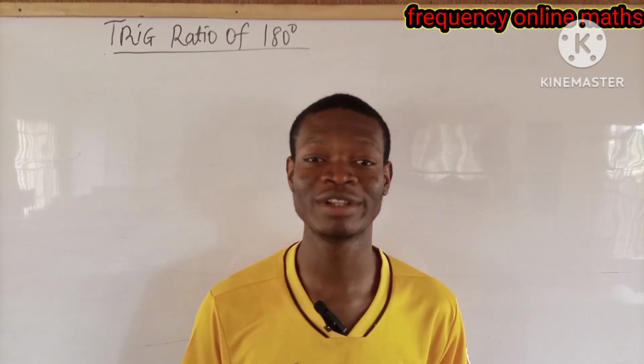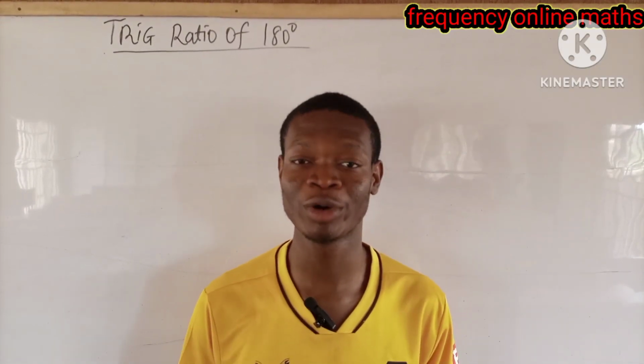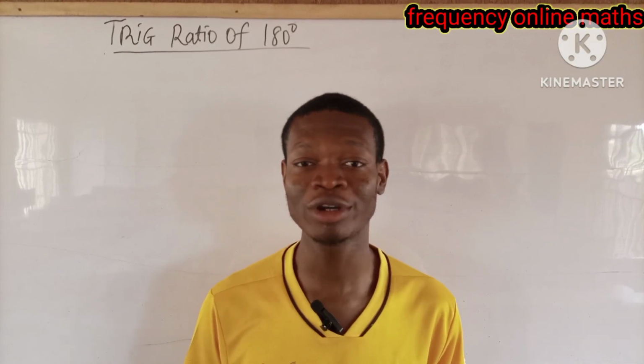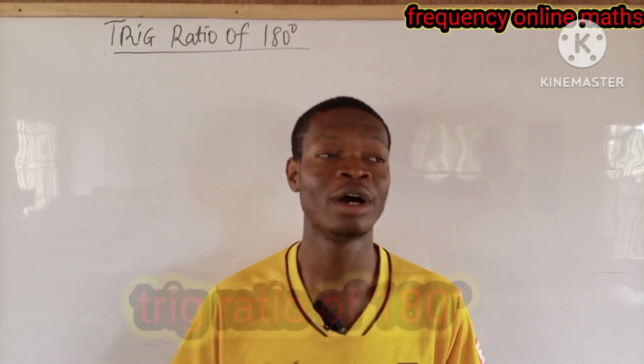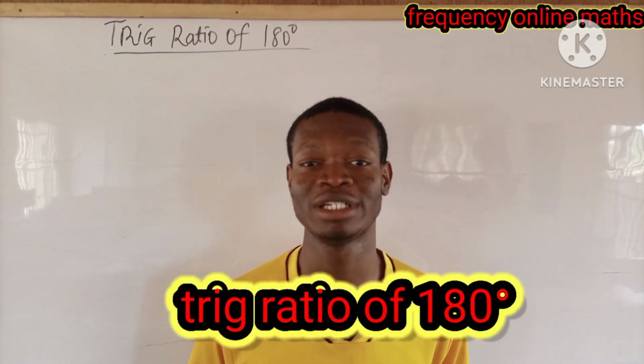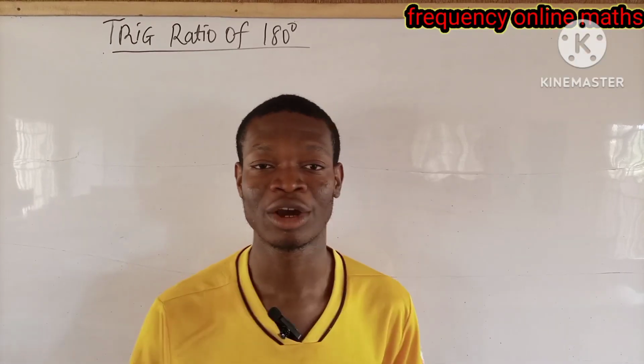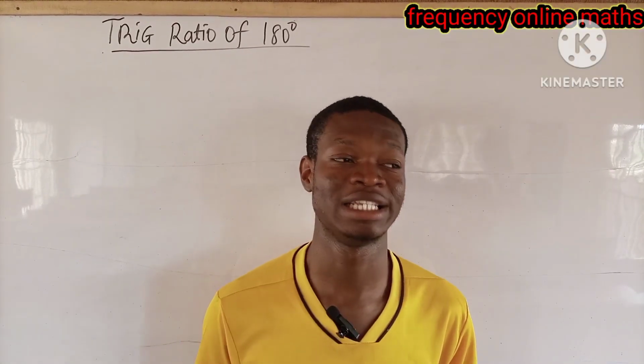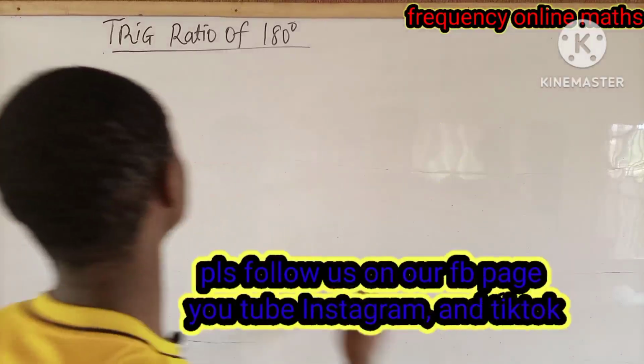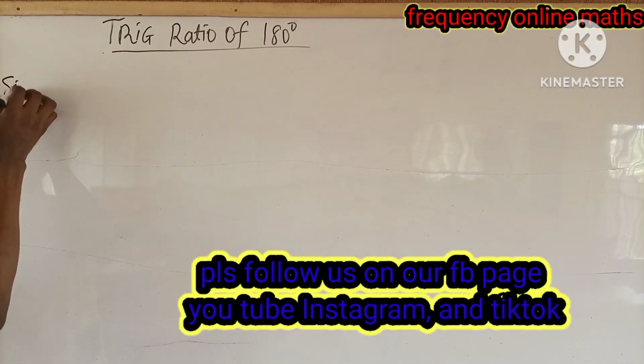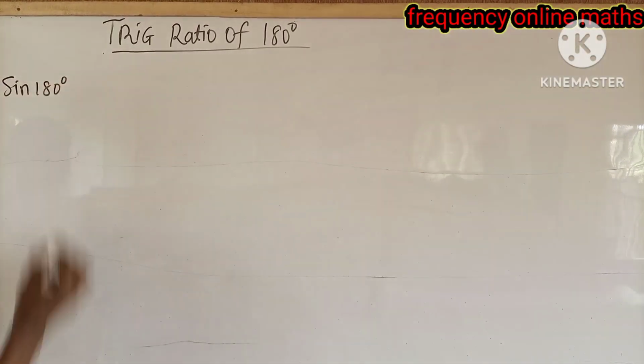Today we are going to solve this maths problem. We are going to continue from where we stopped in our last video. We are going to learn how to find the trig ratios of sine 180 degrees, cos 180 degrees, tan 180 degrees, cosec, sec, cot, and the rest. So we are going to write sine 180 degrees.